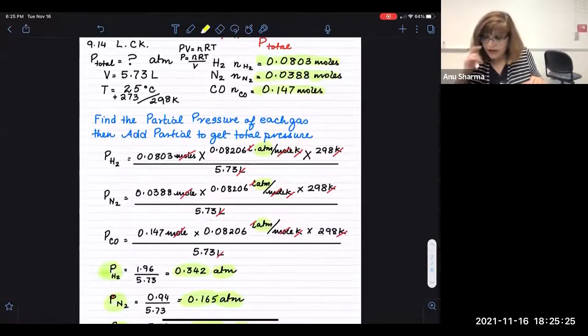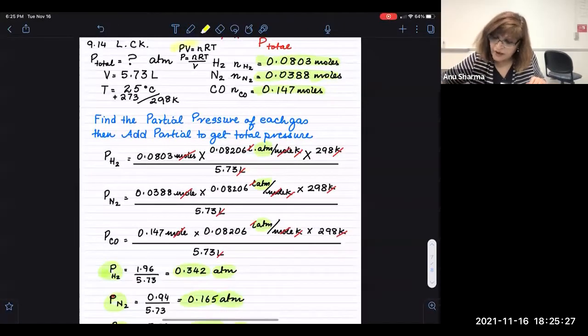So that's what we're doing. You take the ideal gas law and rearrange it. That gives you the formula used to find the partial pressure. We are given the number of moles, we are given the R value, we convert the temperature from degrees Celsius to K, and then divide that by the volume.